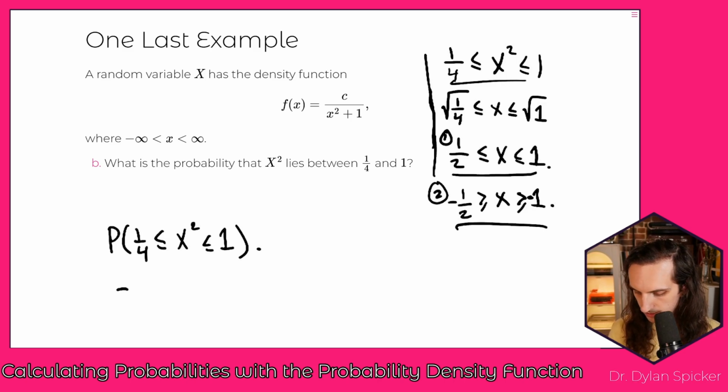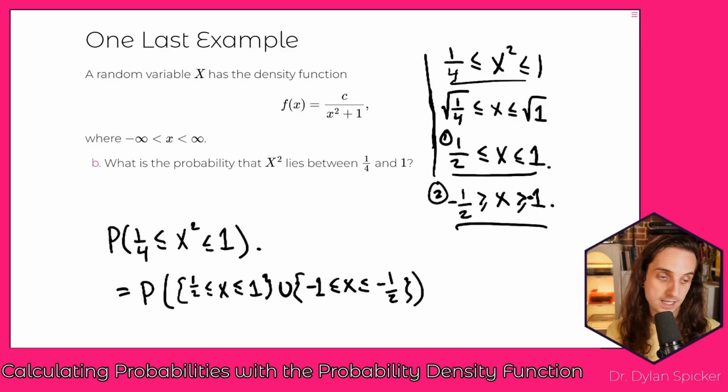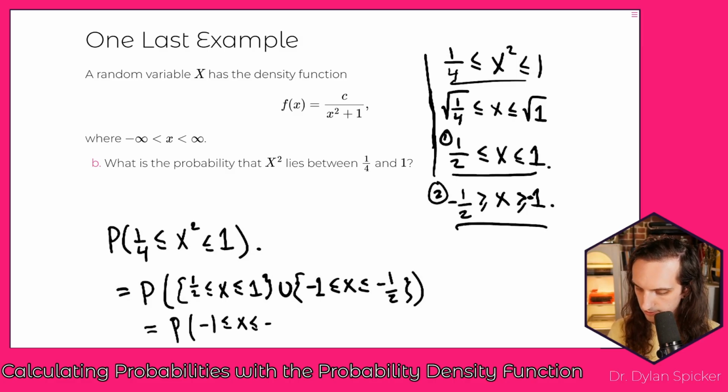And so this probability is the same thing as saying, well, what's the probability that 1/2 is less than or equal to x less than or equal to 1, or, so we can take the union, negative 1 is less than or equal to x, which is less than or equal to negative 1/2. Okay. And so because we have the union of two disjoint sets here, this is going to be the sum of both of these. So that's the probability that negative 1 is less than or equal to x less than or equal to negative 1/2, plus the probability that 1/2 is less than or equal to x is less than or equal to 1.